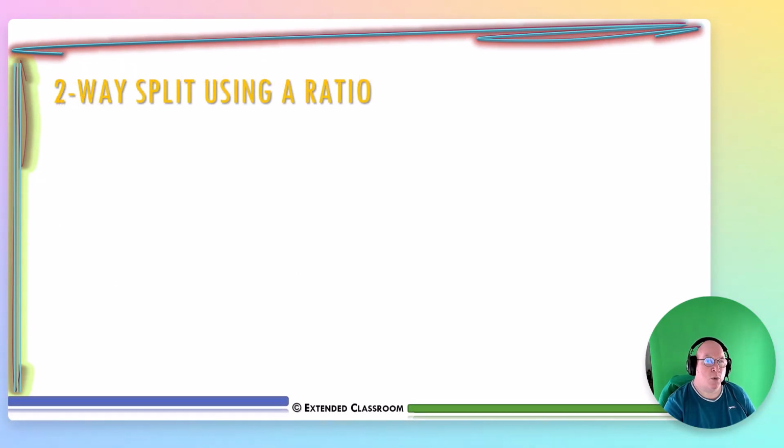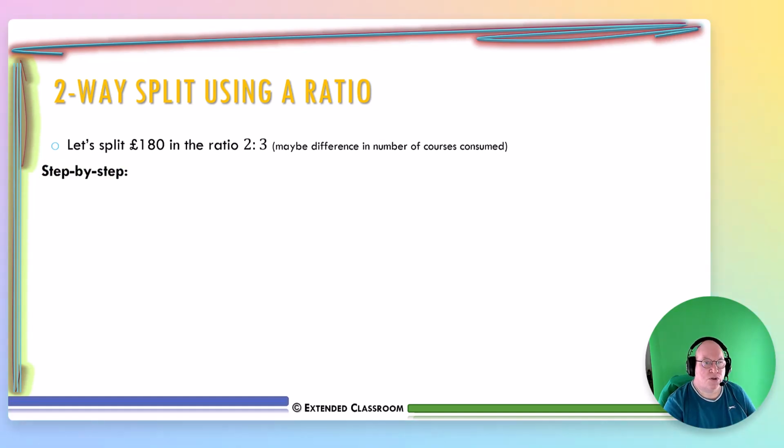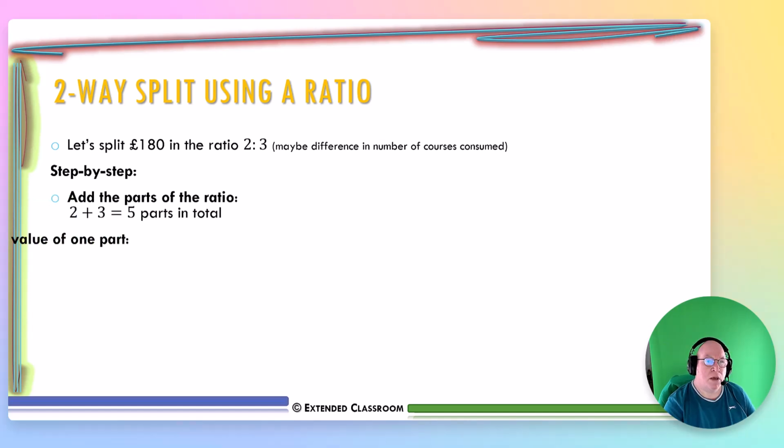So if we look at a two-way split using the ratio, so let's split £180 using the ratio of 2 to 3. So it could be that there are different courses and so on. So step by step for you here. So again, we'd have to add up the total amount of parts. So there's 5 parts in total. And what we want to do is to find the value for one part. So therefore, the £180 total with 5 parts gives us £36 per part.